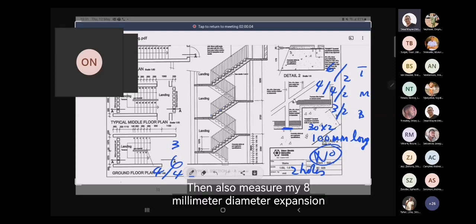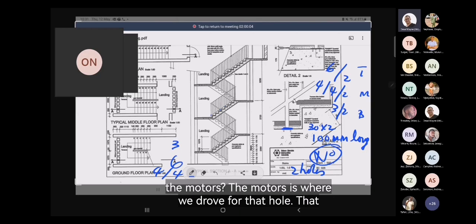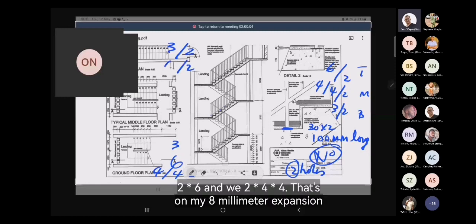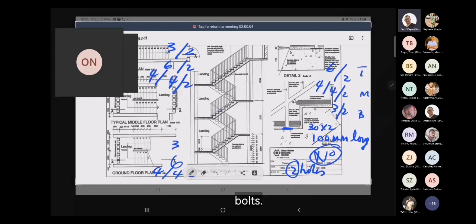And then also measure my 8 millimeter diameter expansion bolts, 40 millimeter long, including the mortises. What's a mortise? The mortise is where we drill for that hole that will take that 8 millimeter expansion bolt. And remember, 2 holes, so it would be 2 times 3. It would be 2 times 6, and 2 times 4 times 4. That's for my 8 millimeter expansion bolts.